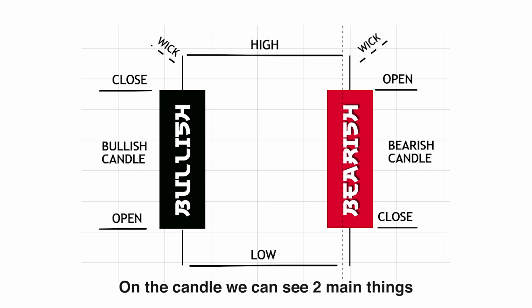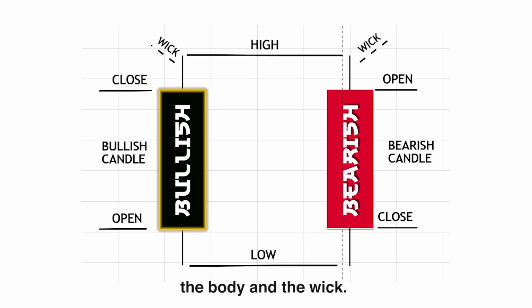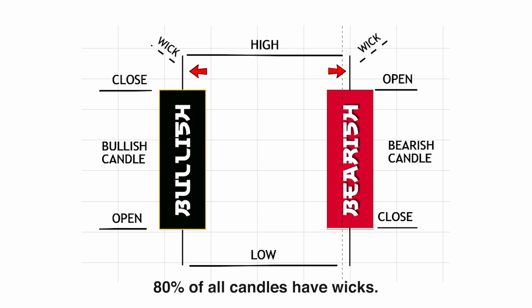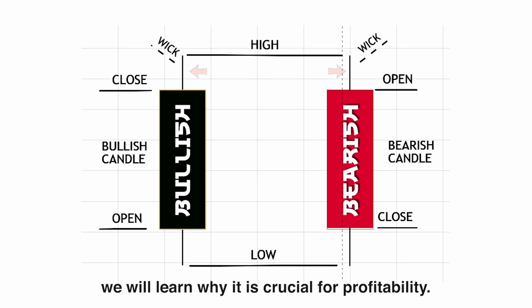On the candle, we can see two main things, the body and the wick. 80% of all candles have wicks. In the following episodes, we will learn why it is crucial for profitability.